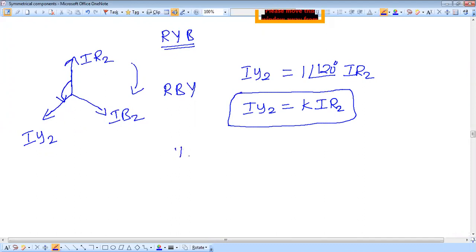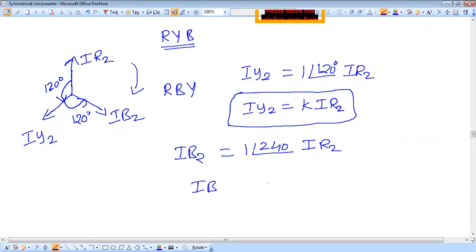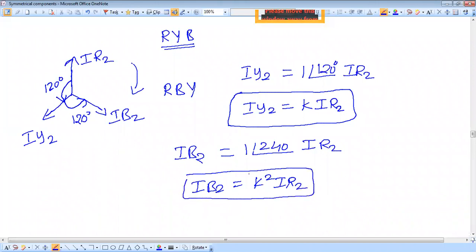Similarly, what is IB2? I want to write IB2 in terms of IR2. In the anti-clockwise direction, how much angle with respect to R phase? It is 120 plus 120, that is 240. Now I can write IB2 equal to 1 at an angle of 240 times IR2 vector, which is K square times IR2 vector. This is the second relation. These are very important relations: IB2 in terms of IR2 is K square times IR2, and IY2 in terms of IR2 is K times IR2.